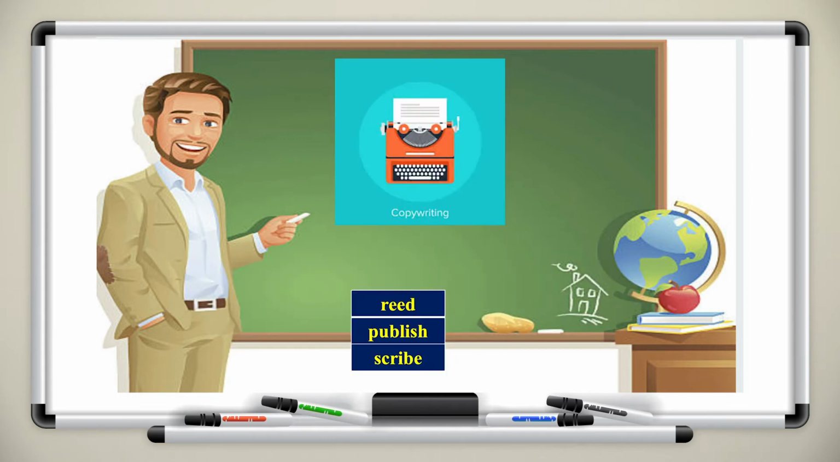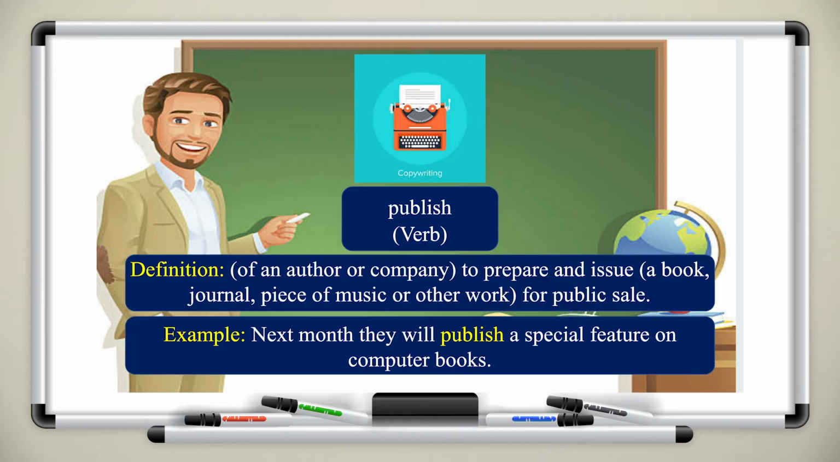We have 3 more words to go through, and we have this picture here. We have a printer, let's say. So when you write something or type something and you're finished with your essay, with your book, with your novel, whatsoever, you want to share it with the world. You publish. That's the verb.